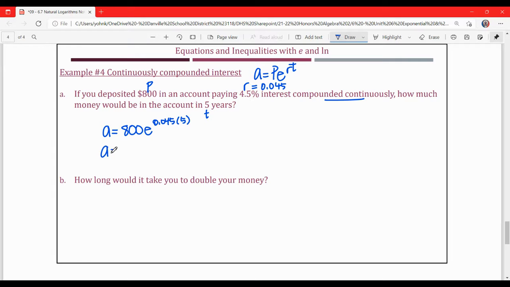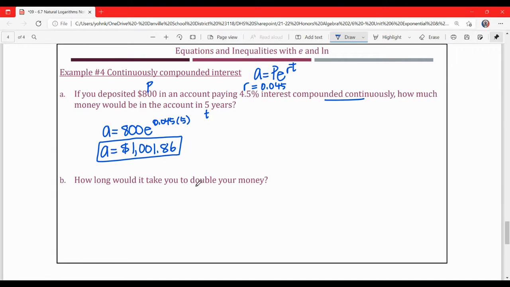So all we have to do is type this into our calculator, 800e to the 0.045 times 5. This is a money problem, so we get $1,001.86. It should be a bigger number because we are earning interest. If you get a smaller number, you did something wrong.